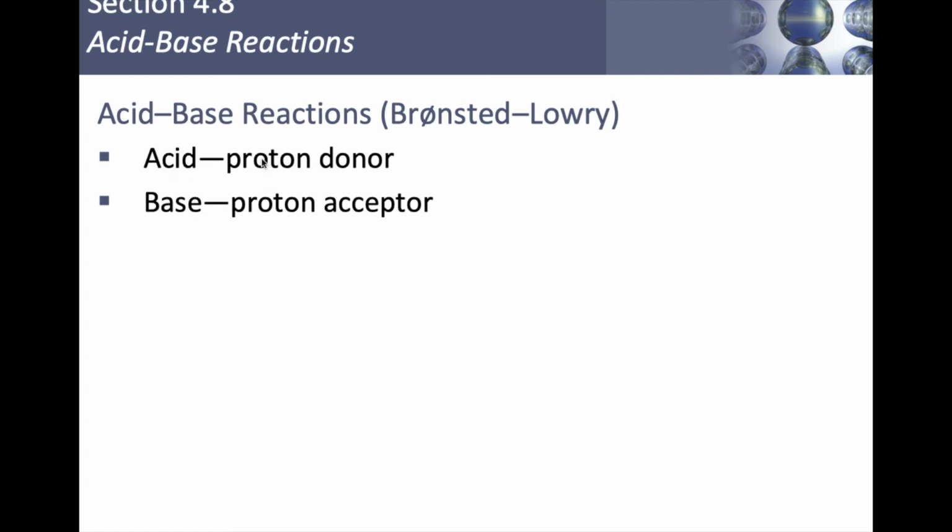And think back to what we talked about when we were talking about protons. Remember, protons are positively charged, and so when we say proton donor, we're actually talking about a hydrogen ion. So we're talking about a positively charged hydrogen ion. If the substance we're looking at is donating that hydrogen ion, it's an acid. On the other hand, if it is taking that hydrogen ion, it is a base.